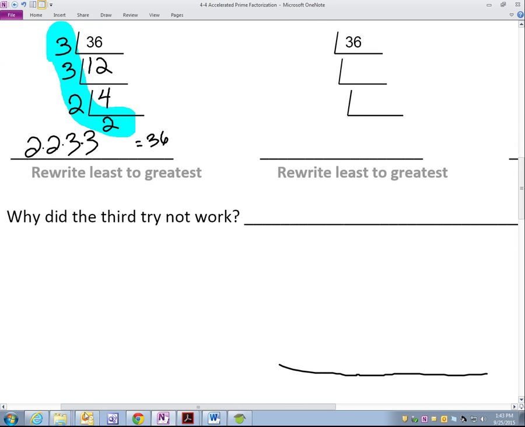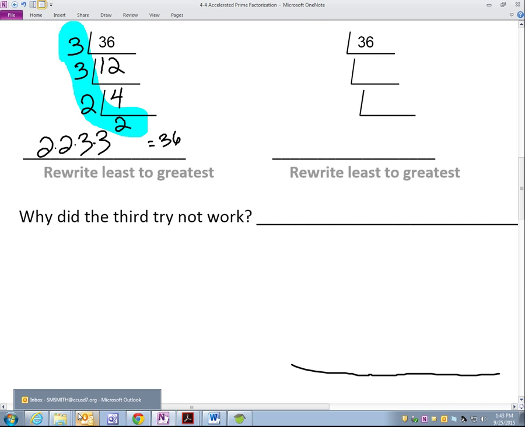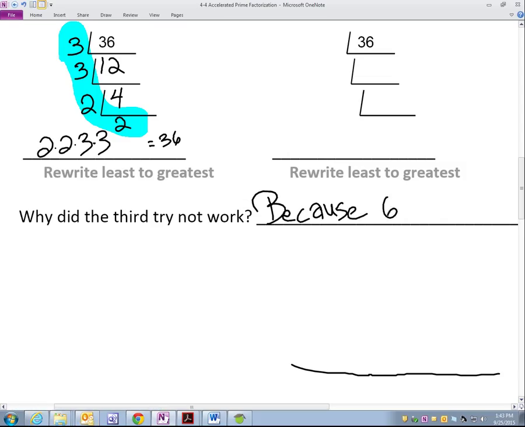Now look at this. Why did the third try not work? Because 6 is composite.